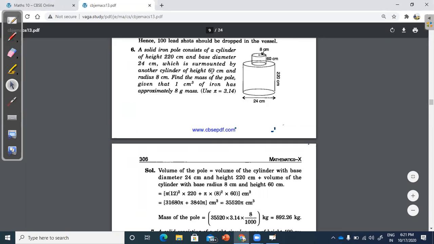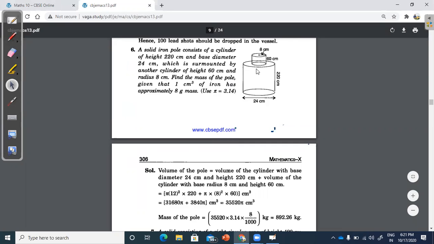Surmounted by another cylinder of height 60 and radius 8. So there is one big cylinder and one small cylinder of different dimensions. This is height 60 and radius is 8. Question is, find the mass of the pole if 1 centimeter cube of iron is 8 grams. So we have to find the mass.